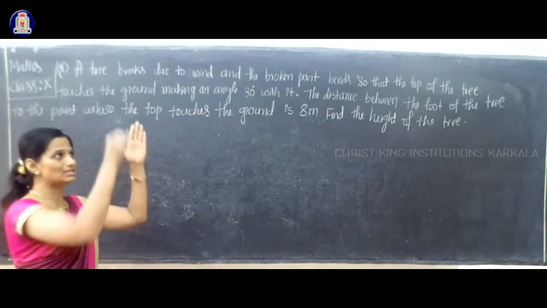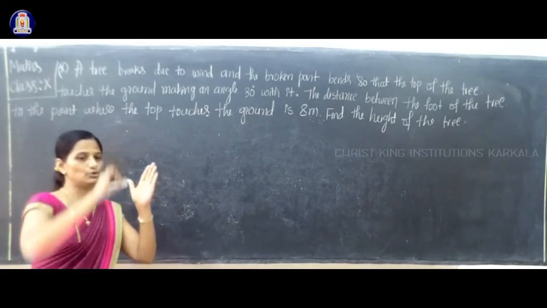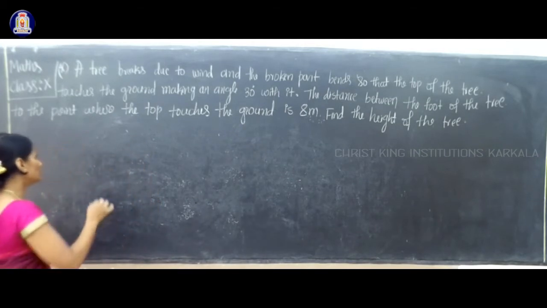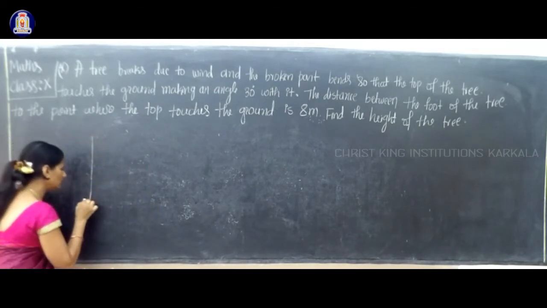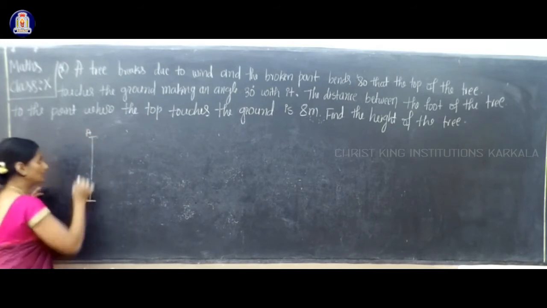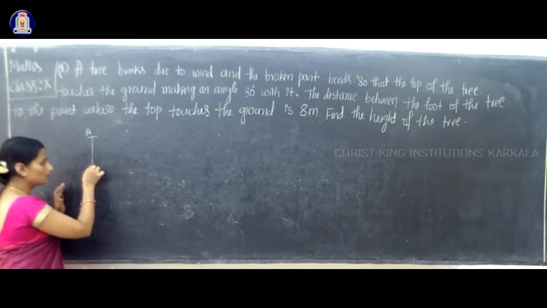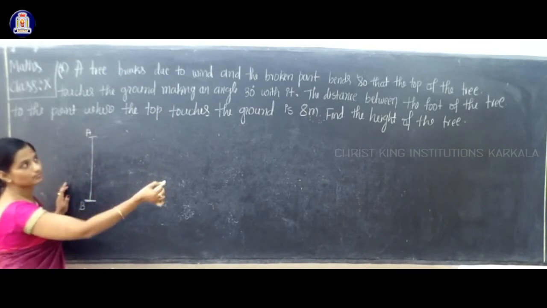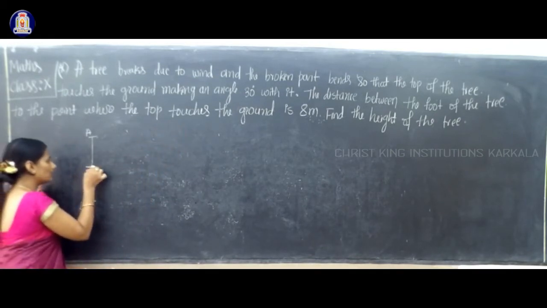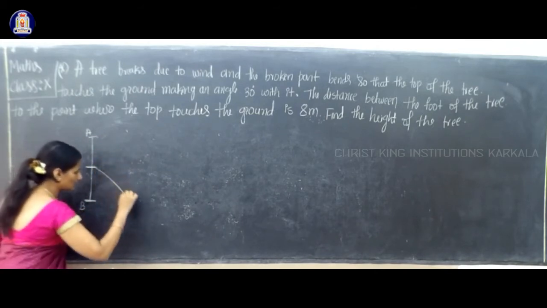Just imagine there is one tree which breaks due to wind. So this is a tree which breaks, like this. Correct, no? So here is one tree from the ground level. AB be the initial position of the tree. Due to wind it breaks, so that the top of the tree. Suppose it breaks here, and that bends like this, correct no? So then it comes like this.